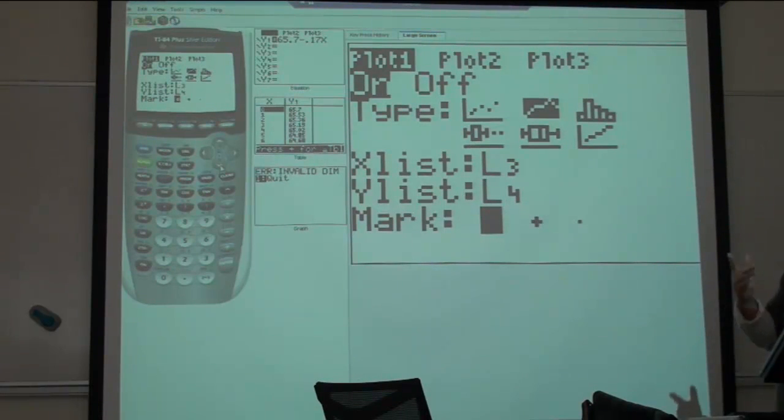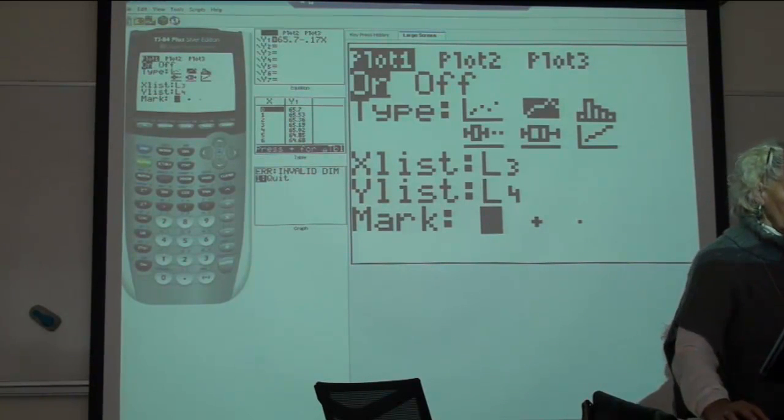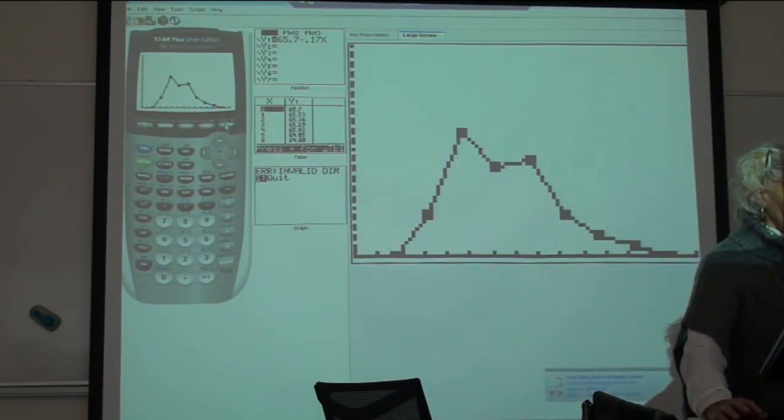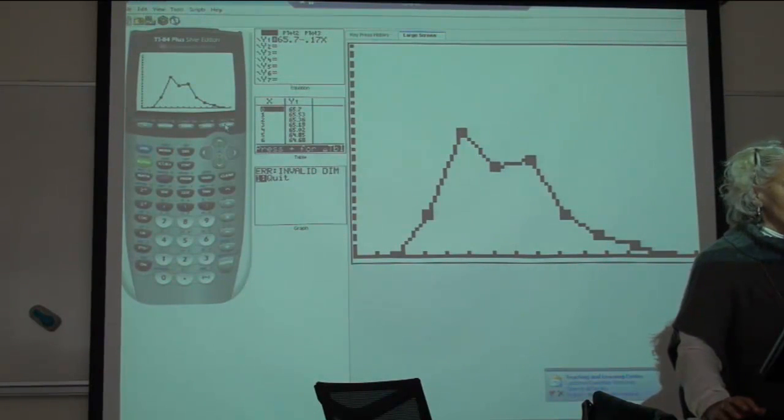And the bottom one says mark. It's how do you want your graph? Do you want squares? Do you want pluses? Or do you want dots? Matters not. But choose what you want. They'll all be different. Beautiful. Is it not?